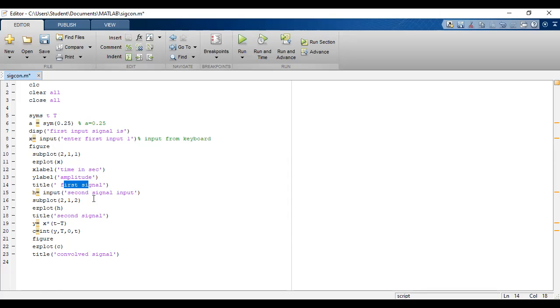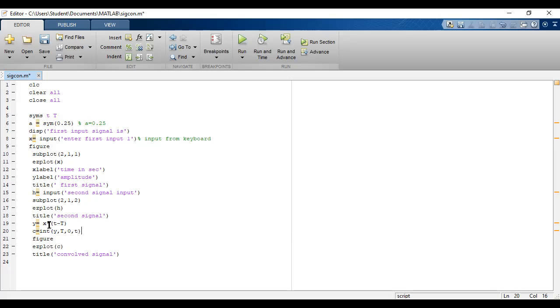h equal to input, second signal input. Here what do you have to give as input? t into u of t is my input. Even if you don't give u of t, here I am including limits only from t, so by default it will be included. Okay, h equal to input t we have to give. Subplot 2 comma 1 comma 2, ez plot, again random plot on the x-axis, right? So ez plot of h, title second signal.